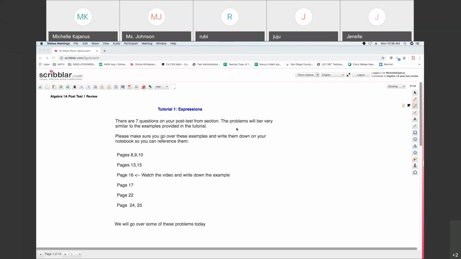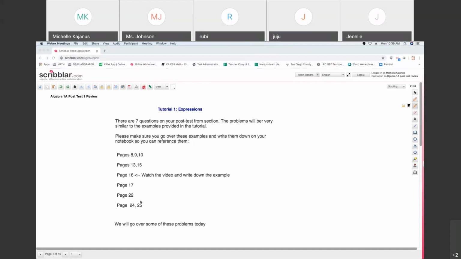And actually, the problems that are in the tutorial, like the examples, are almost identical to the ones on the post-test. So if you took notes, hopefully you got those down. Some of those problems are on the guided notes, if you complete the guided notes, some of them are not. Here's a list. If you want to review, go back to tutorial 1, pages 8, 9, 10, 13, 15. Pay special attention to the video on page 16, 17, 22, and then pages 24 and 25.